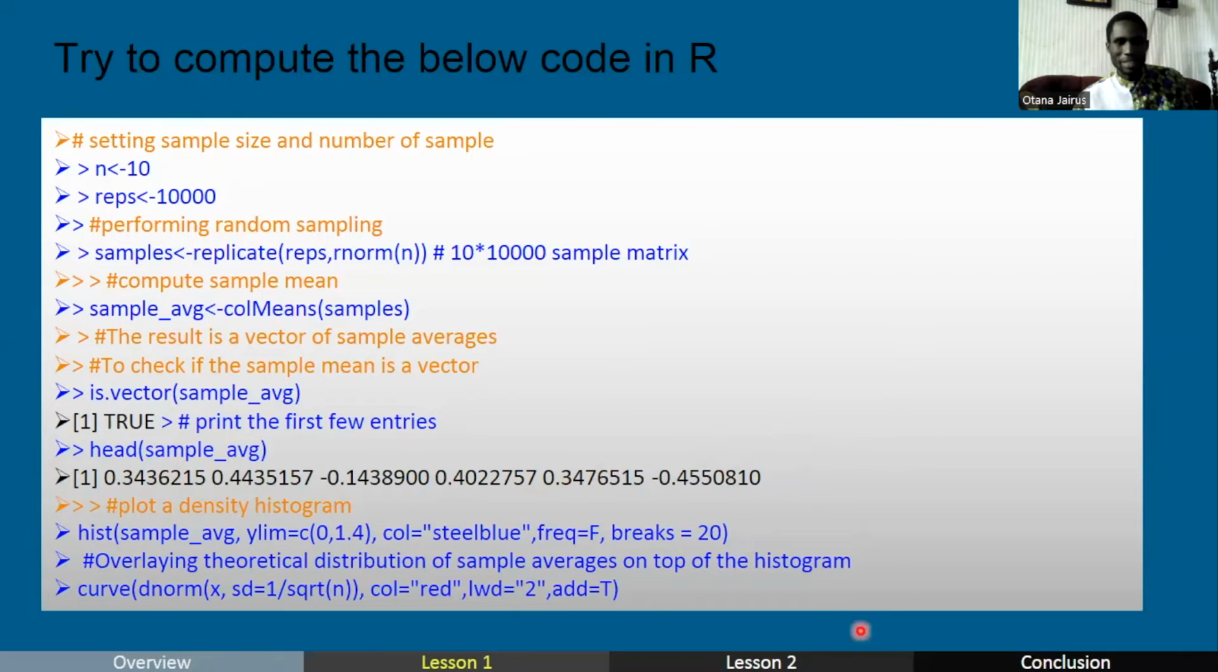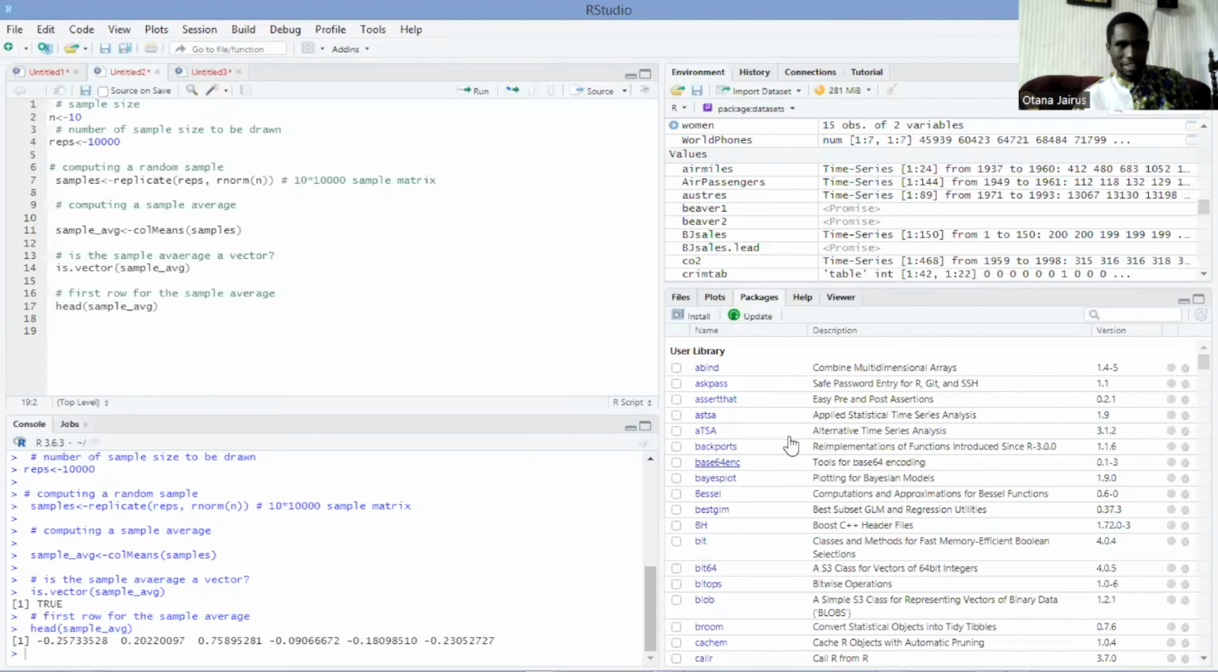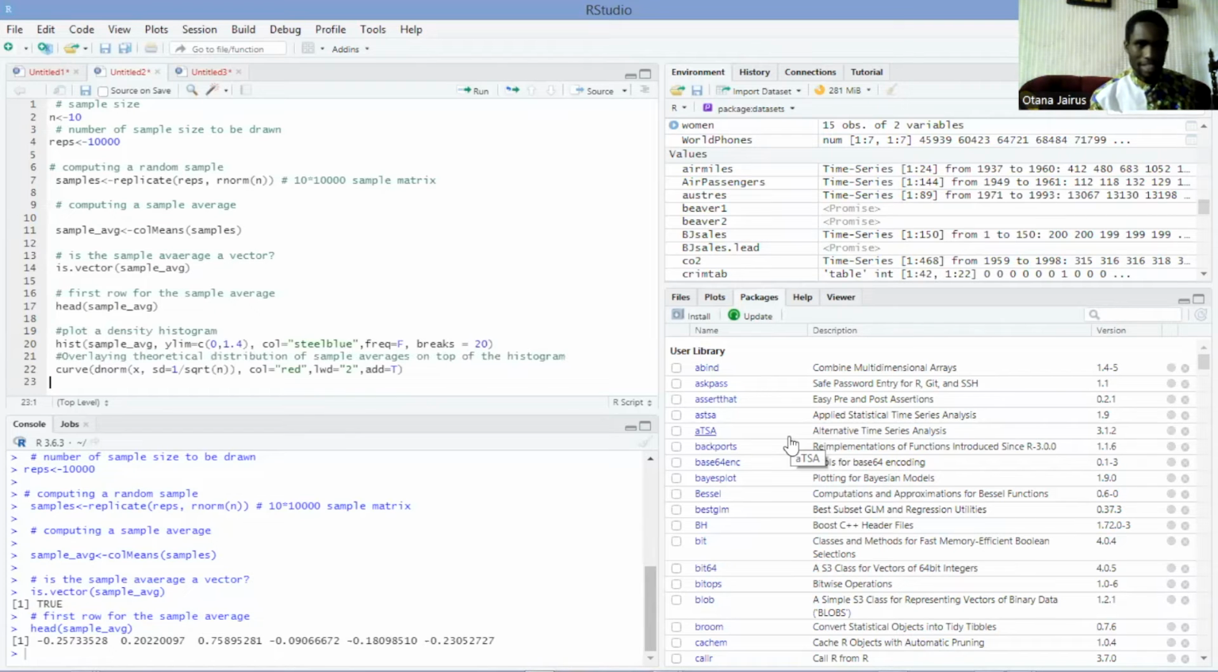We can run it in R. Let's go ahead and run it. This will help us plot the density histogram, whereby the hist function in R is for histogram. Then the sample average, which we had computed earlier, and ylim is for the limit of the y-axis.